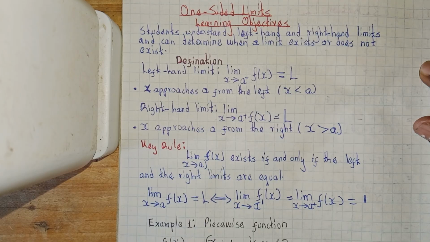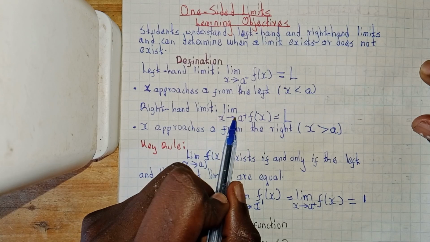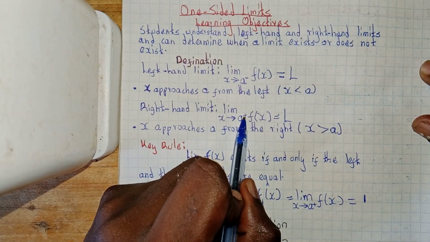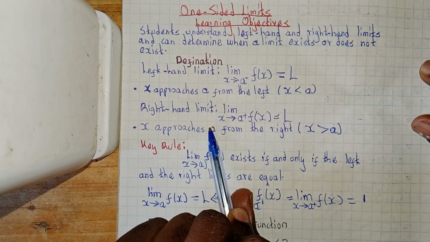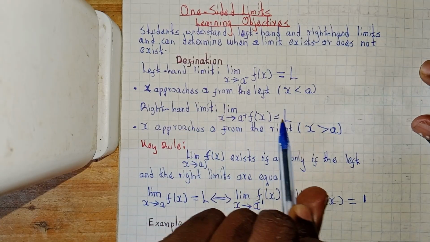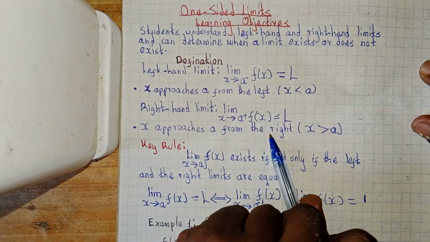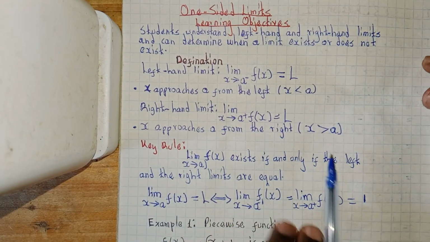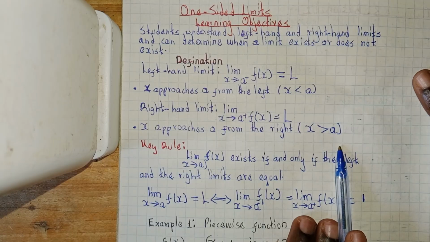The right hand limit is the limit of a function f of x as x approaches a from the right, denoted by a to the power positive, which means that x is always greater than a.